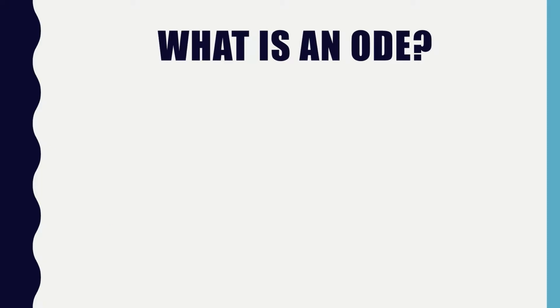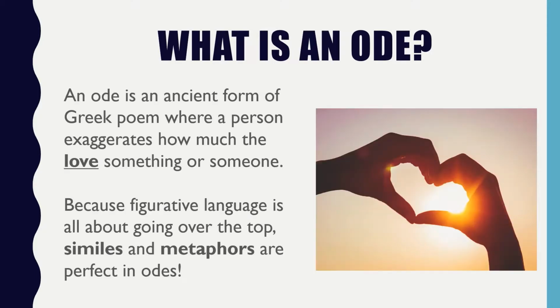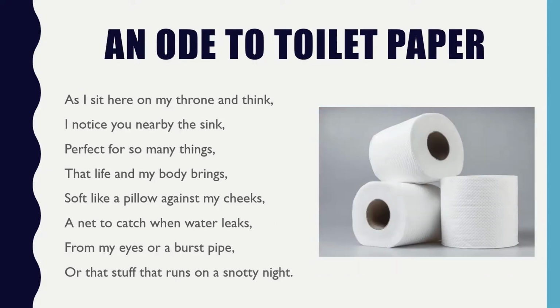Now that you've got the hang of that, let's have a look at the type of poem we're doing today. Today, we're looking at odes. What is an ode? An ode is an ancient form of Greek poem where one person exaggerates how much they absolutely adore something or someone else. Now, because figurative language is all about going over the top and exaggerating something, similes and metaphors are perfect for odes. Let's have a look at what I mean when I say that somebody loves something.